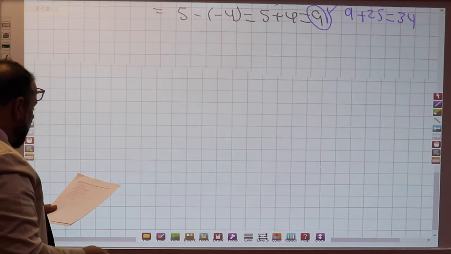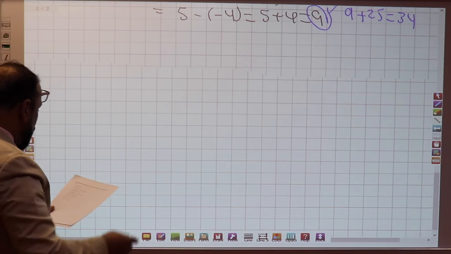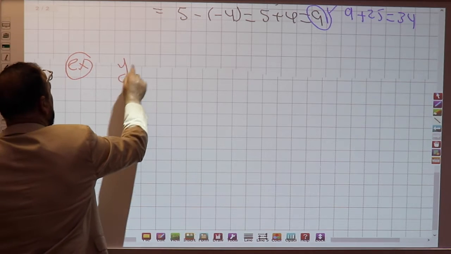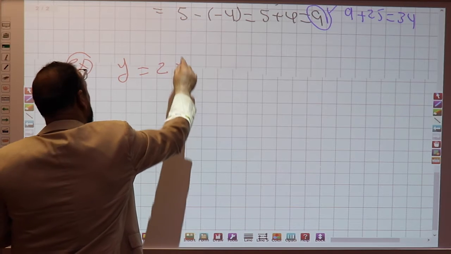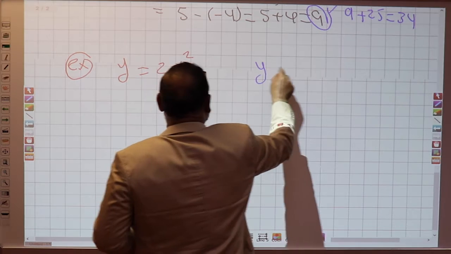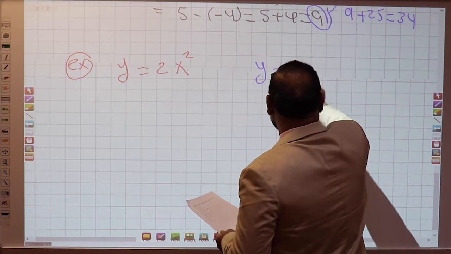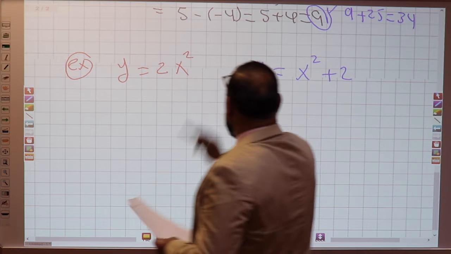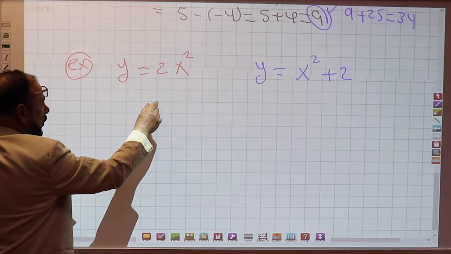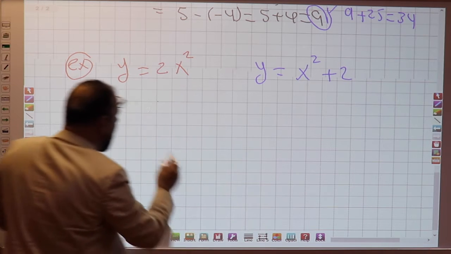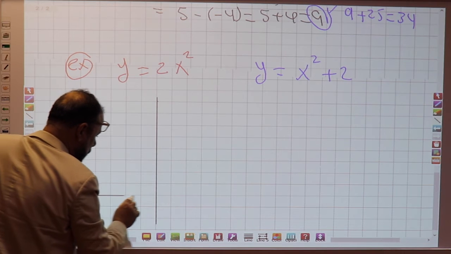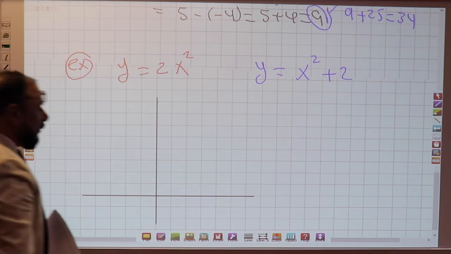Y equals 2x. Example: now two curves, 2x squared and the other curve. It's good to be able to sketch these functions. You have to be able to give a quick sketch of these functions to see which area we're looking for.